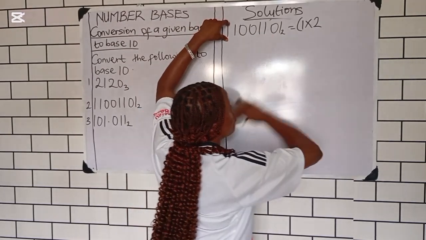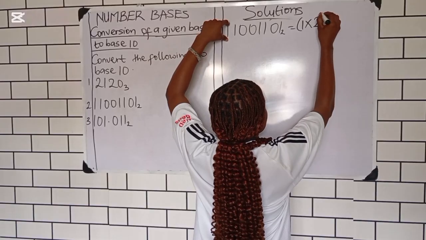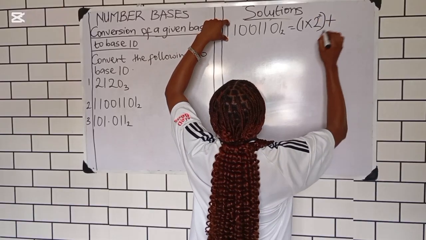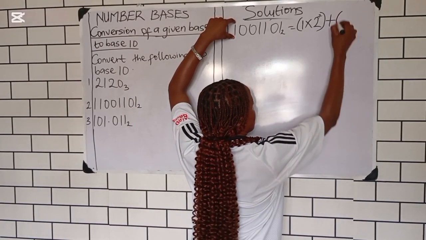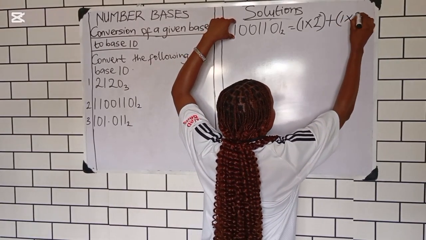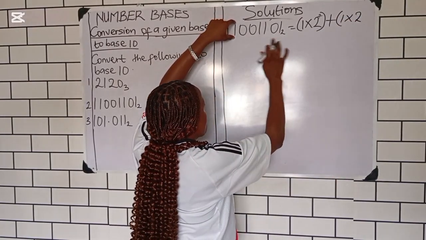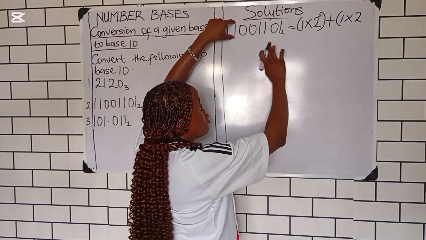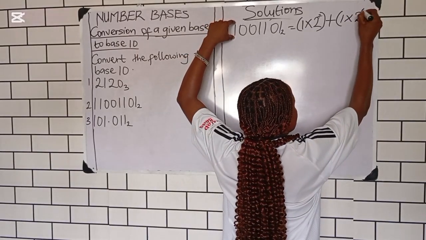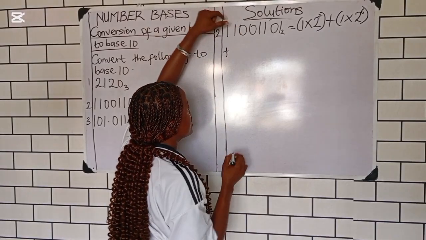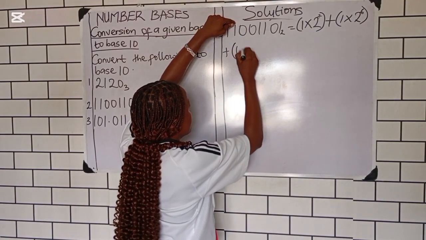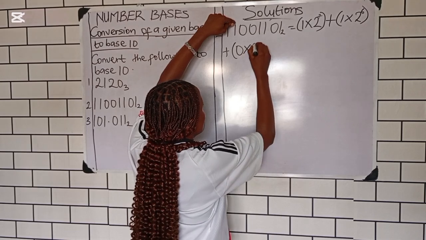Therefore, this 2 is 2 raised to power 7. Close bracket, plus the second digit here is 1. You open your bracket again, write 1 times 2 raised to power. You count the number of digits at the back of this 1 here, there should be 6. Write your 6, bracket, plus the next number here is 0. Have your 0 times 2 raised to power.